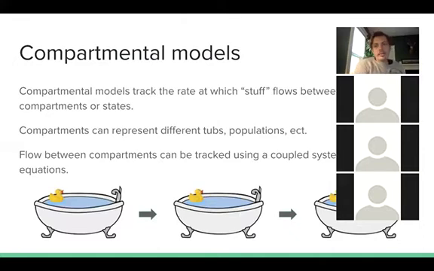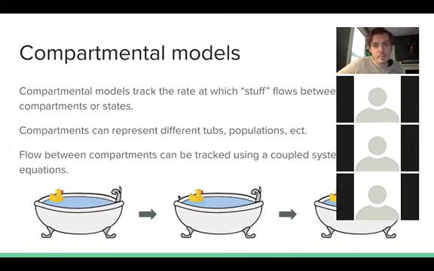One final complexity that we have to consider with these differential equations is that oftentimes we're not just interested in tracking a single variable through time, but multiple different variables through time, and these can be coupled together in what are often called compartmental models, which track the rate at which stuff flows between different compartments. These compartments can represent different tubs or different populations. And what we're trying to do in these compartmental models is track how the change in one particular compartment, in our case a particular tub, is coupled to the change in another compartment.